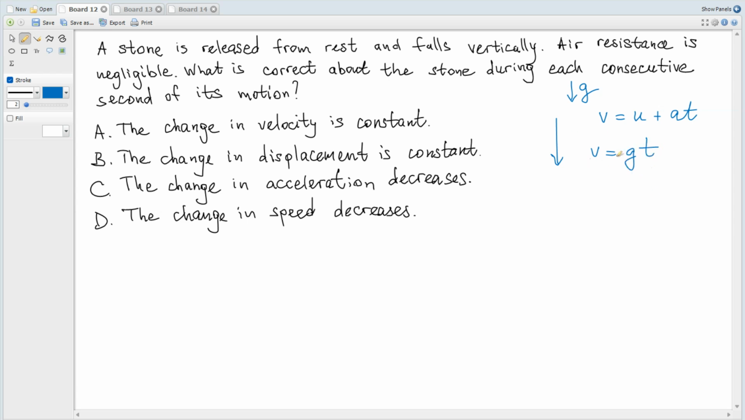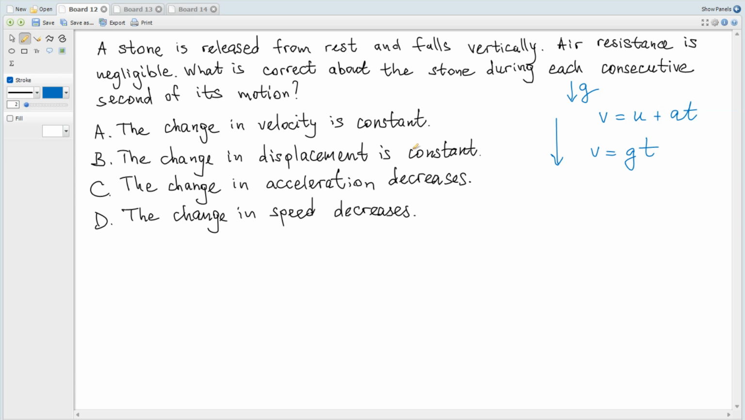So the final velocity is equal to gt, and it looks like an equation of a line, mx plus c, where g is the gradient, and it implies that for every additional second v changes by g. So it changes by g for every additional second. So the change in velocity is constant.